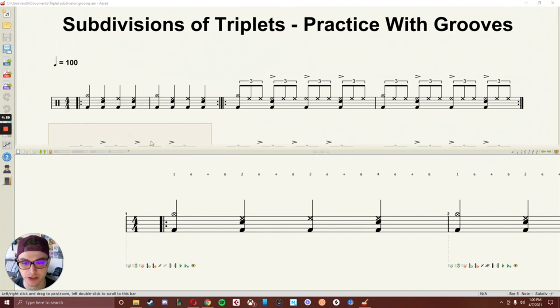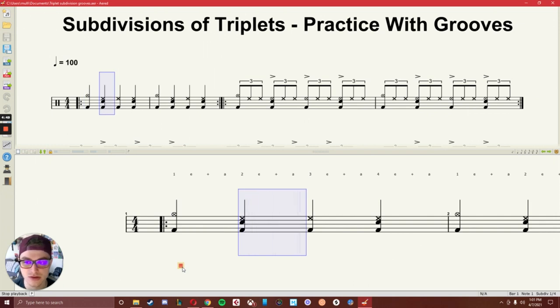All right, so now we're moving on to groove practice. And as before, I'm starting you out with just quarter notes to get the pulse going. So 1, let's just start here. 2, 3, 4. 1, 2, 3, 4. And note that it's on the ride this time. Crash, ride, ride, ride. So that is the pulse.